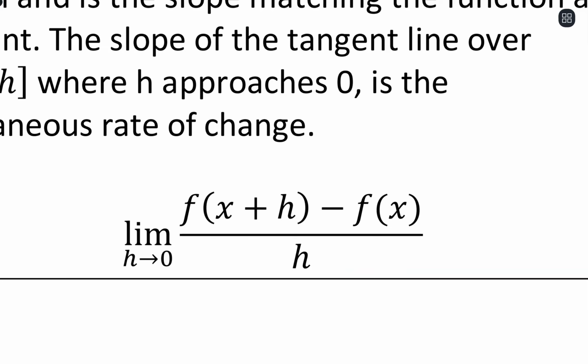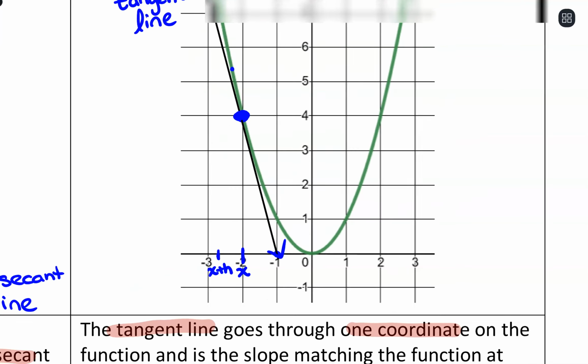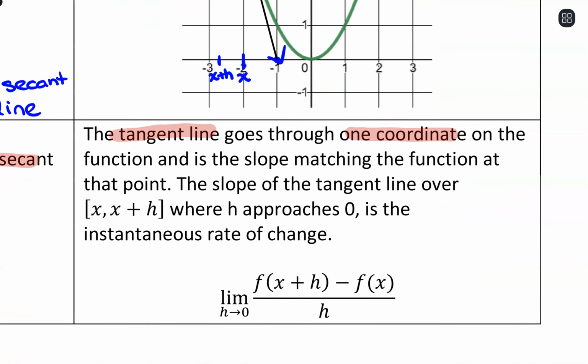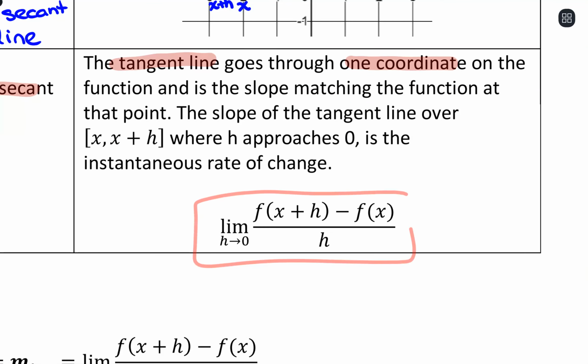Now notice we can't just plug in 0 here. We can't do that direct substitution because we can't have 0 in the denominator. But what we want to do is basically look at, as this gets closer and closer, what is our slope? And that gives us our slope of the tangent line. So this right here is called the difference quotient.